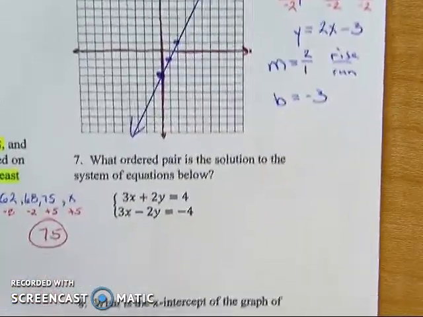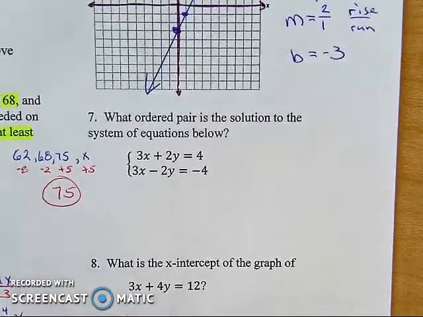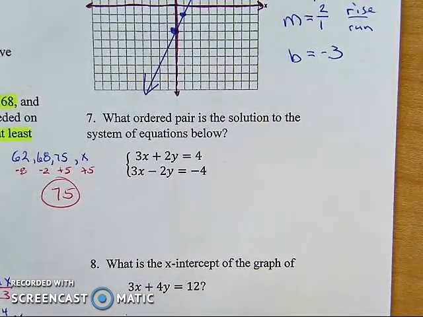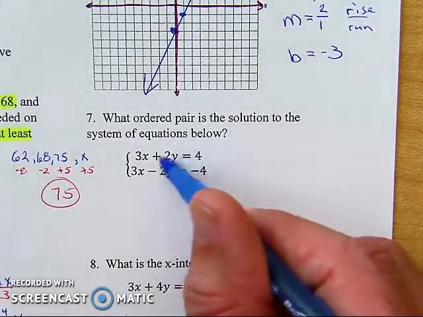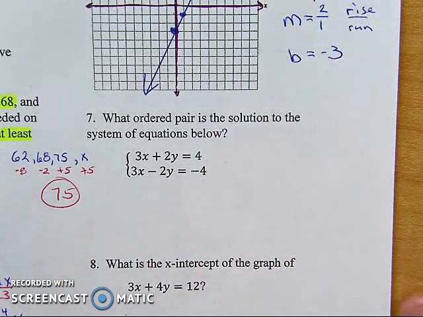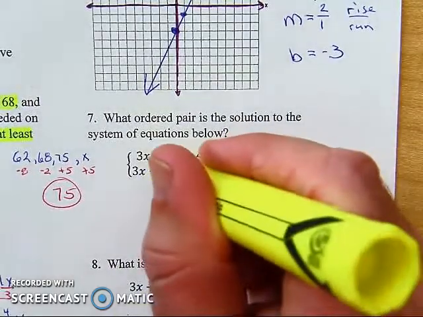All right, the next one is asking what ordered pair is the solution to the system of equations. So a system is more than one equation, so we have two in this case, and it is set up to solve pretty quickly, because you might notice that these two are opposites of each other, 2y and negative 2y. They're going to cancel out.